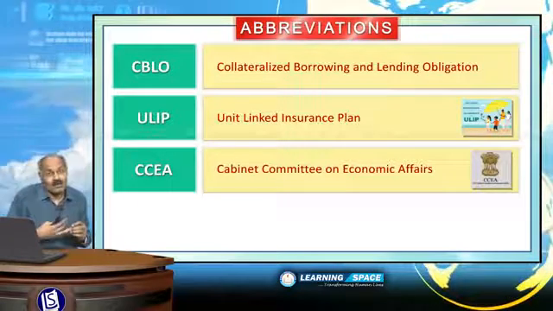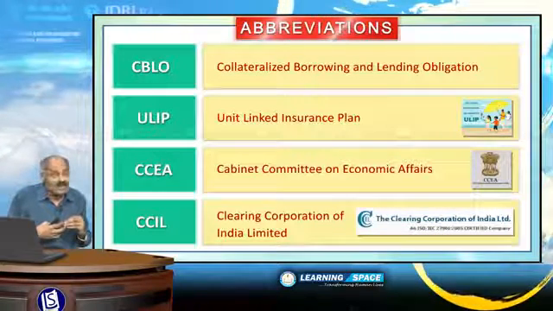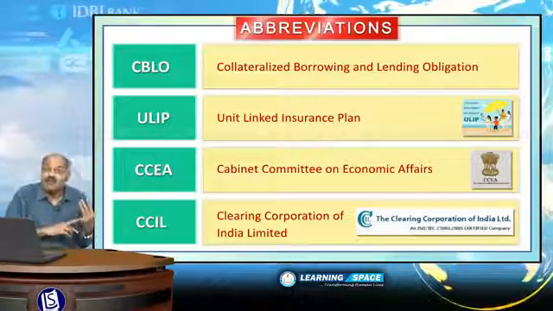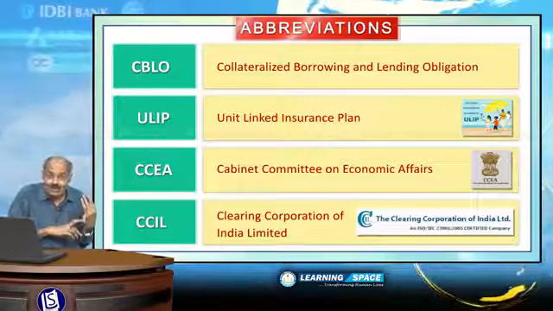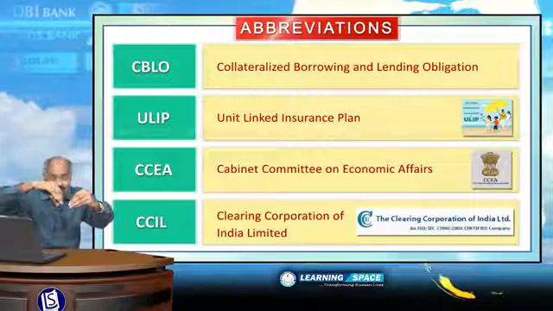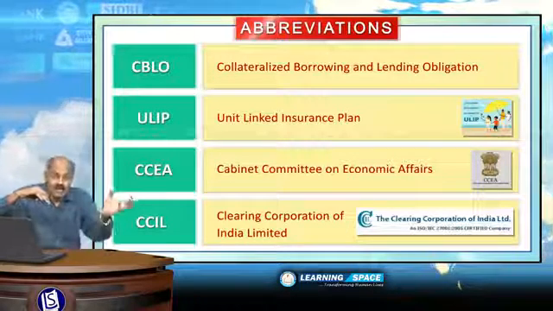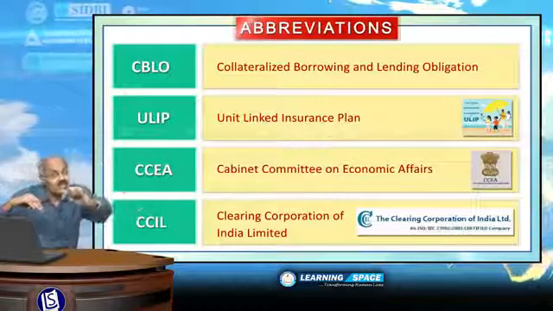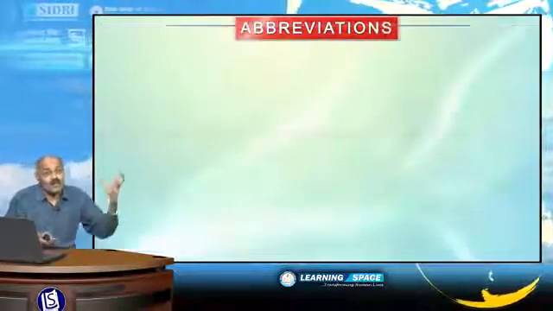Please don't forget. Clearing Corporation of India Limited. Lot of trading is taking place in government securities. Lot of trading is taking place in money market instruments. Similarly, foreign exchange transactions. The agency CCIL is the clearing agency. CCIL is the clearing agency in government securities, foreign exchange and money market instruments. CCIL was established in the year 2001. Please don't forget.